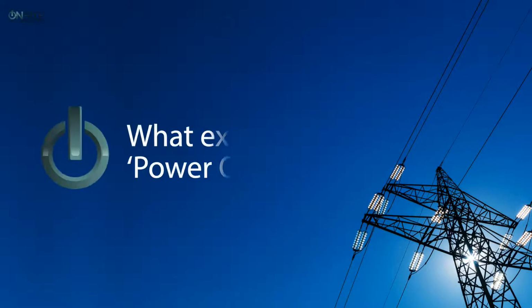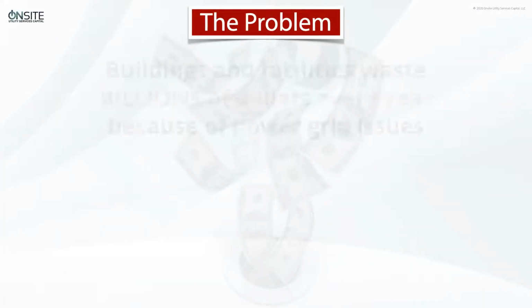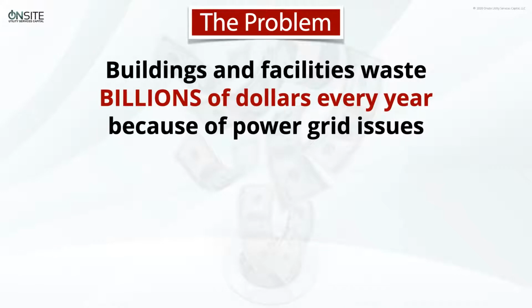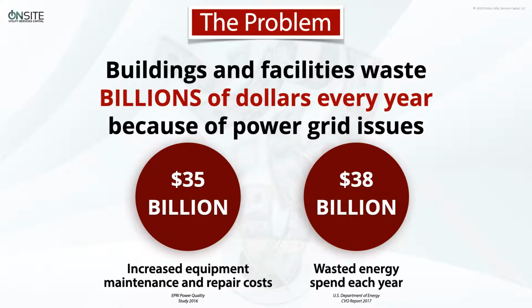So, what exactly is the impact of poor power quality anyway? Well, buildings and facilities waste billions of dollars each year because of power quality issues. $35 billion is lost each year through increased equipment maintenance and repair costs, and an additional $38 billion is lost each year from wasted energy spend as a direct result of those power grid issues.